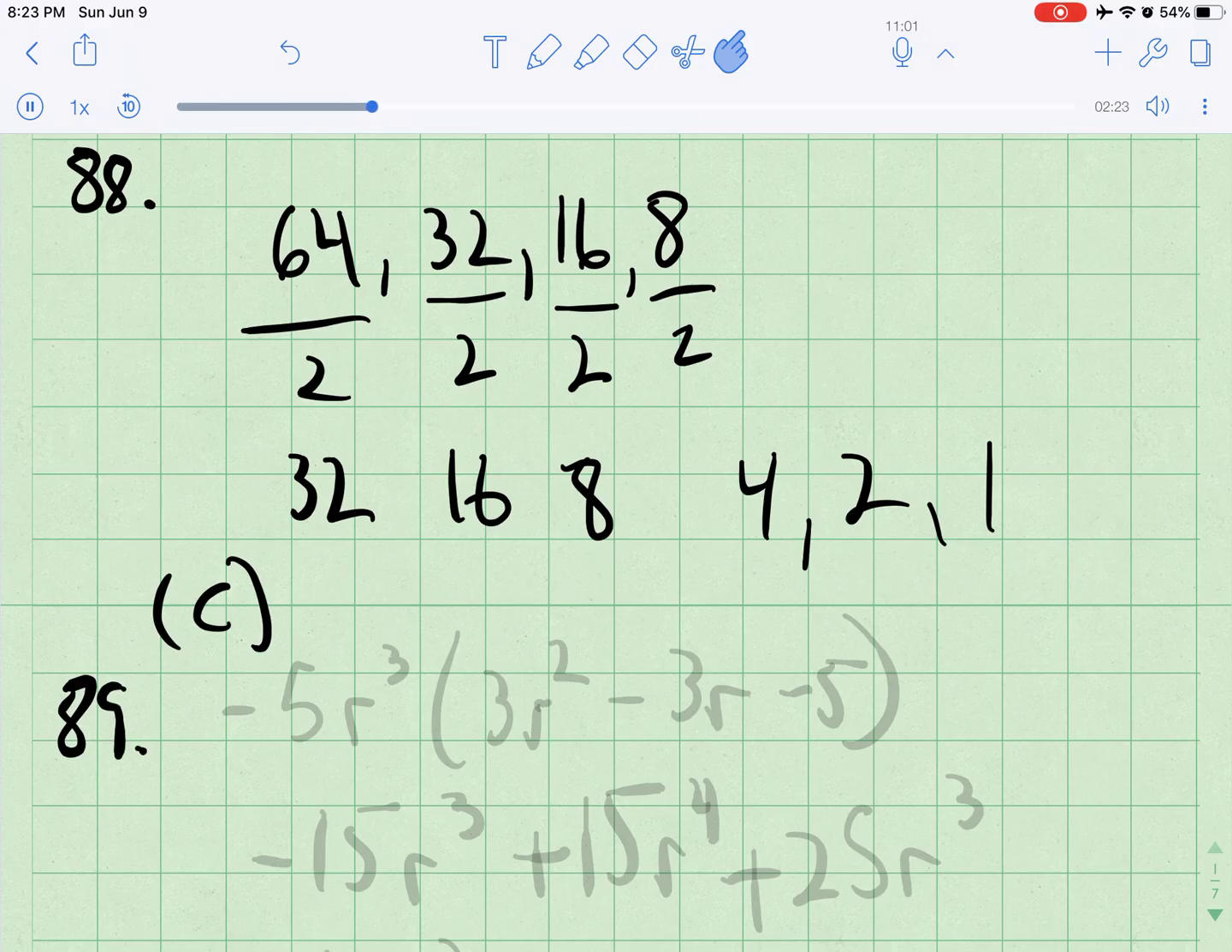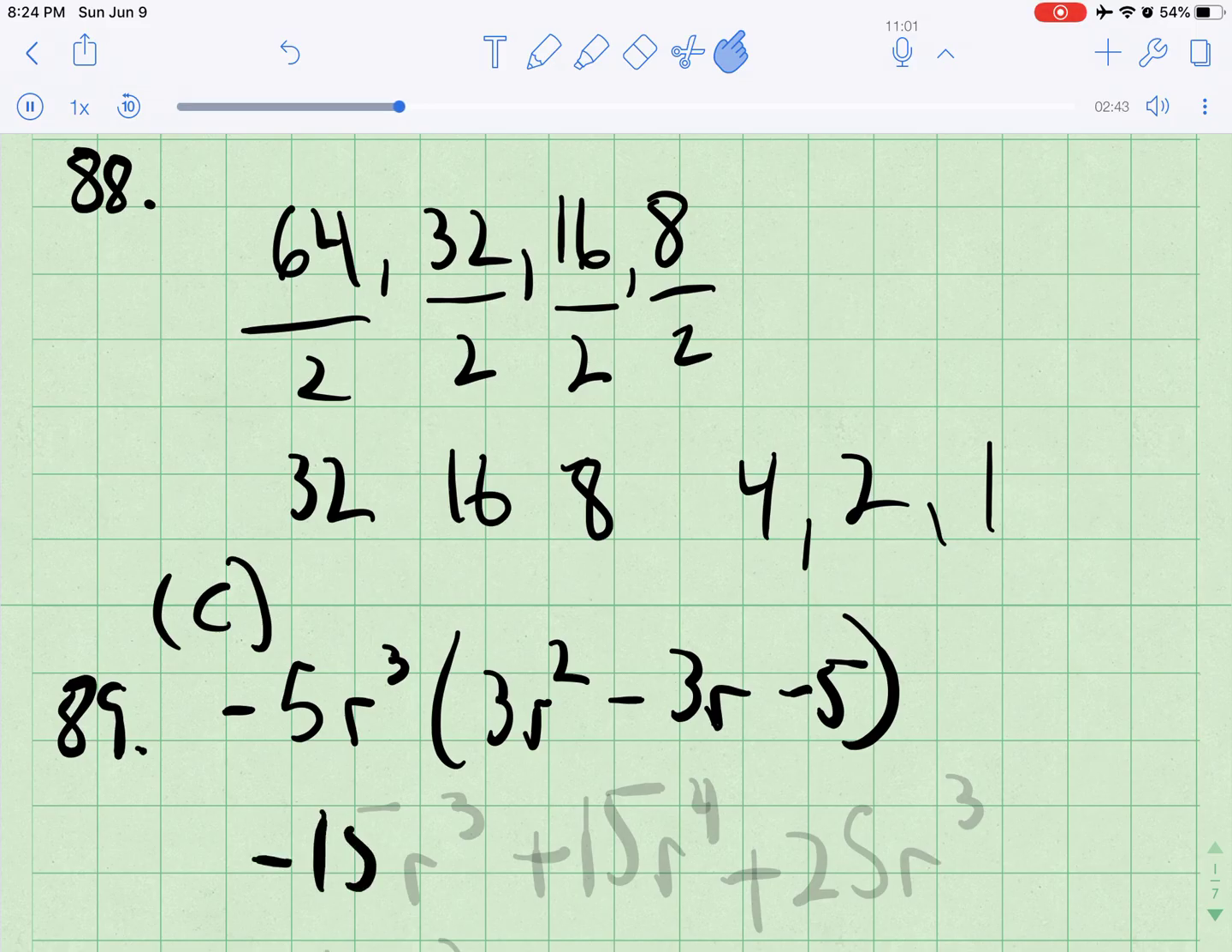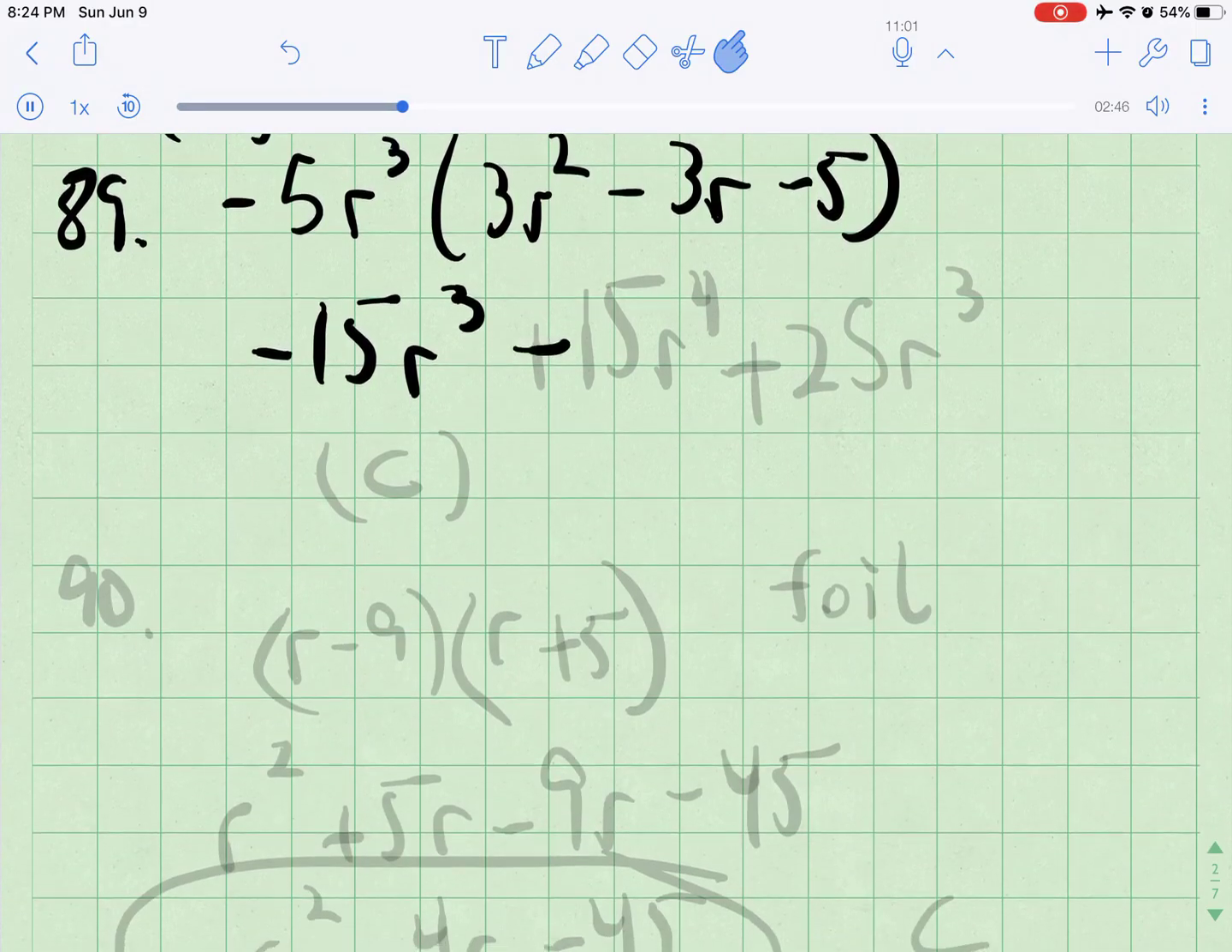89. Find the product. This is multiplication, negative 5r raised to the third times 3r squared minus 3r minus 5. I'm going to distribute this. So I get negative 15r to the fifth plus 15r to the fourth plus 25r raised to the third. That is choice C.